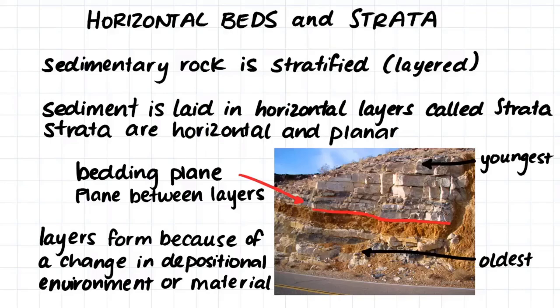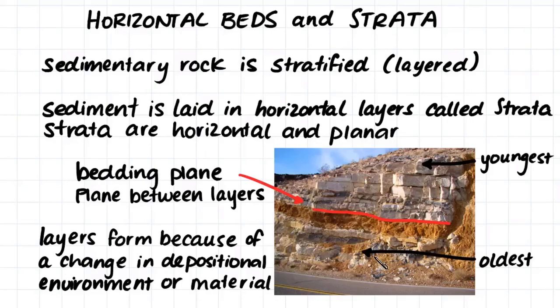Sedimentary rock is stratified, which means that it has layers. These layers have formed because sediment is laid down in horizontal layers called strata. Between each layer of strata we have bedding planes, and these bedding planes form because the region has experienced a change in depositional environment or material.